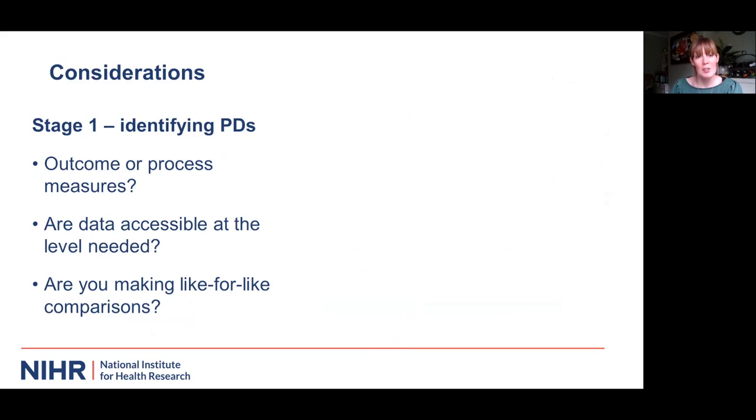So through our research, we've identified various considerations that it's helpful to make when planning a positive deviance study. So in terms of identifying positive deviance, what routine data are available to you? Are outcome measures appropriate to use, or are they too distal or too blunt? Could you use process measures instead? Are data available at the level that you need them? Lots of publicly available data are only published at an organisation or specialty level, which makes it difficult to identify positively deviant teams or wards.